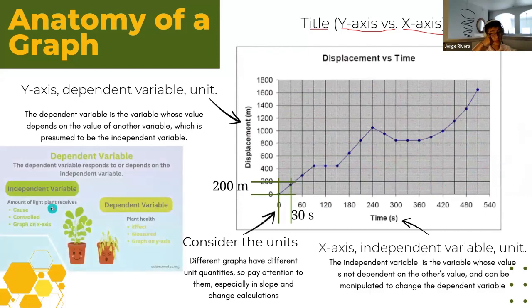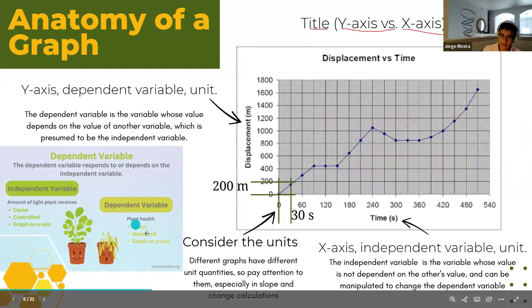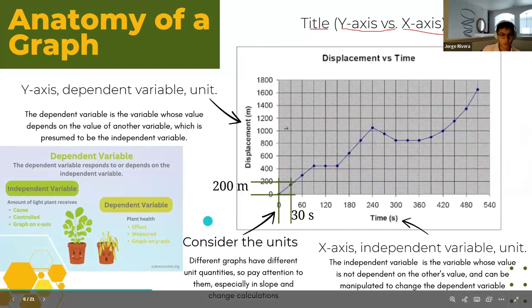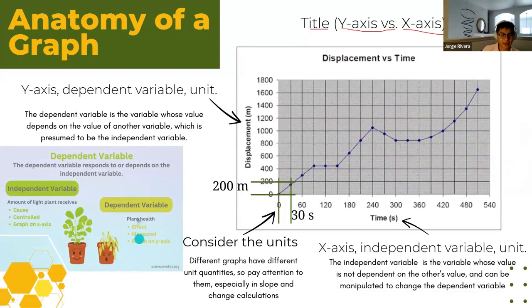So here we have an example of the dependent variable, right? The dependent variable responds or depends on the independent variable. So the independent variable is the amount of light the plant receives. This is the cause, this is controlled, and this is graphed on the x-axis. Now the dependent variable is the actual plant health. This is the effect, this is measured, and this is graphed on the y-axis. So this is basically saying that the independent variable is what is controlled in an experiment, and the dependent variable is what is measured in the experiment.